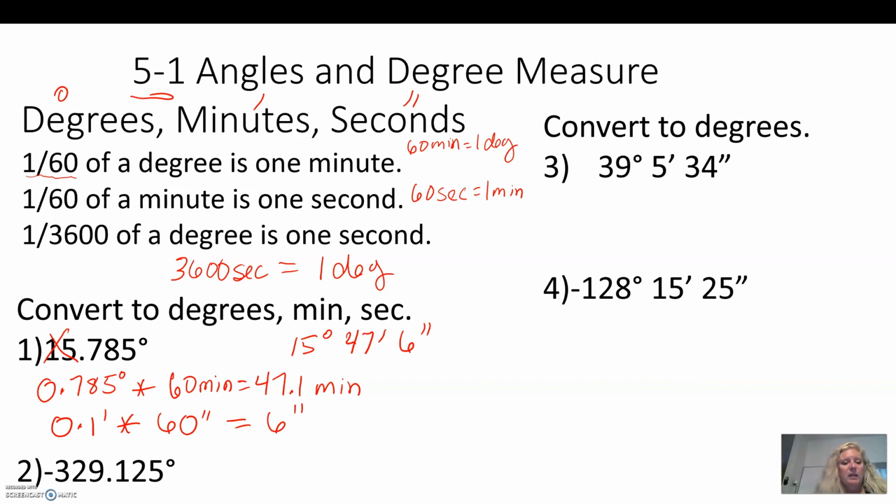Number 2, I'd like you to pause the video and try number 2 on your own. I would just tell you that it's negative, so you're just going to put a negative sign in front of the whole degrees. So pause your video, try it on your own. I'm not going to pause. I'm just going to keep going, but you need to pause and try it on your own.